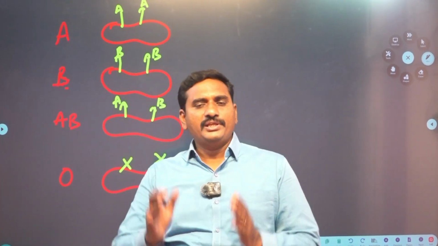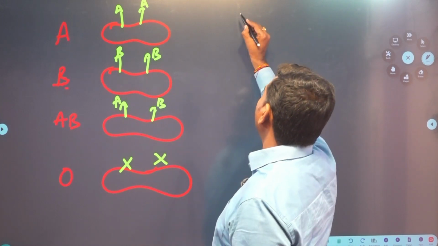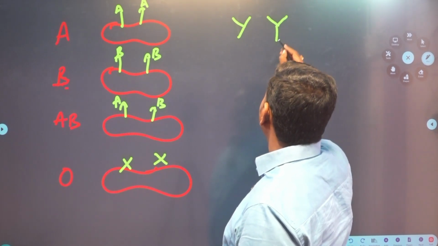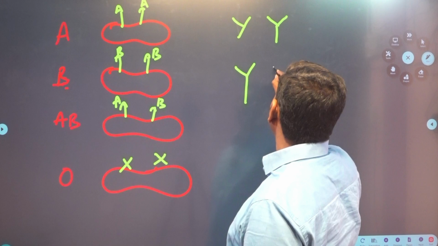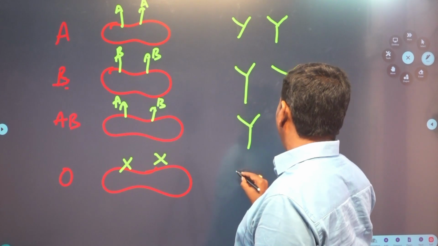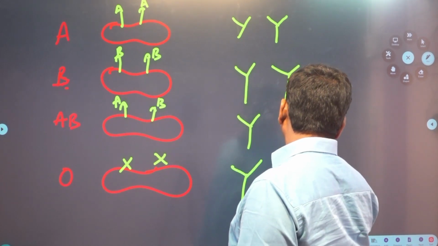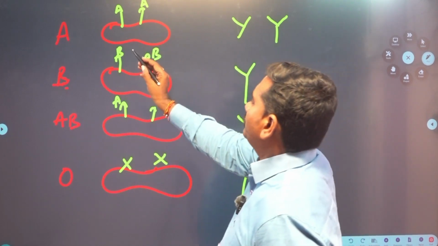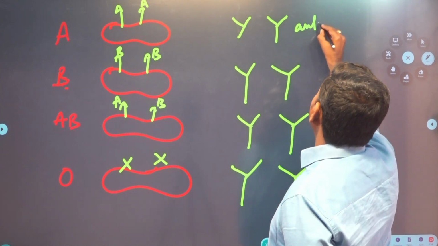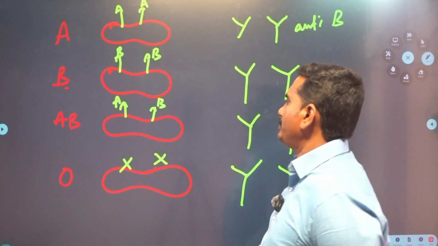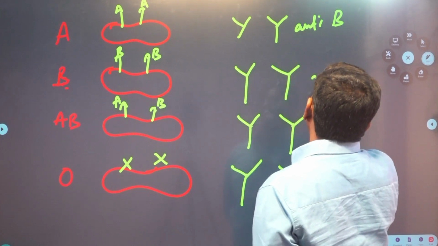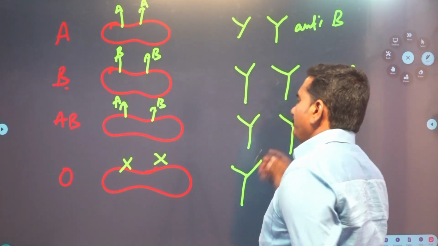Antigens are present on the RBC, but in the plasma, antibodies are present. In the A blood group, the antibodies are anti-B antibodies. In the B blood group, the plasma has anti-A antibodies.